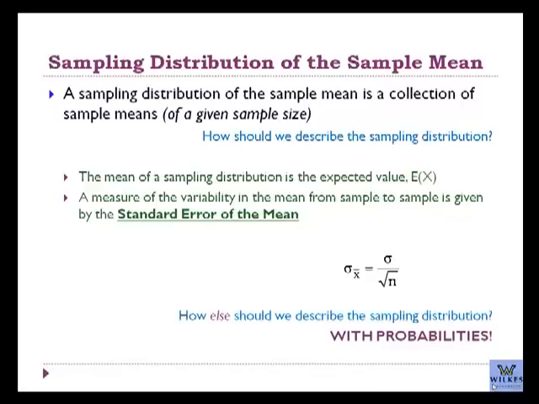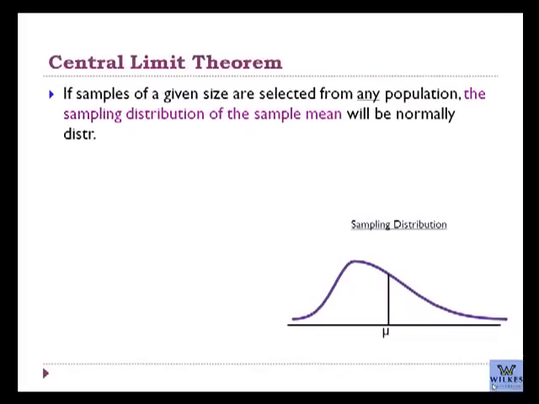How else should we describe the sampling distribution? With probabilities. The central limit theorem tells us that if we sample from any population, the sampling distribution will be normal. So we have a picture of a sampling distribution that is clearly not normal. It is not symmetric.